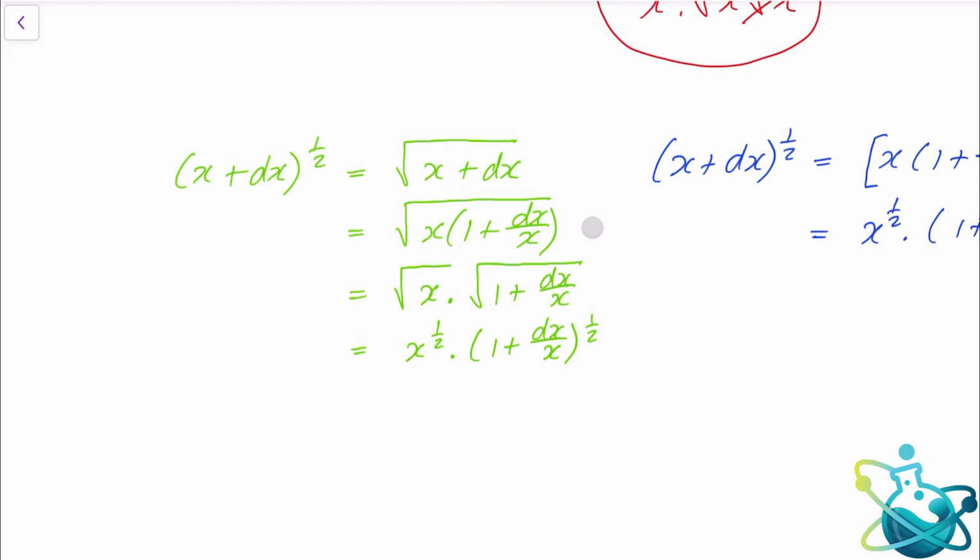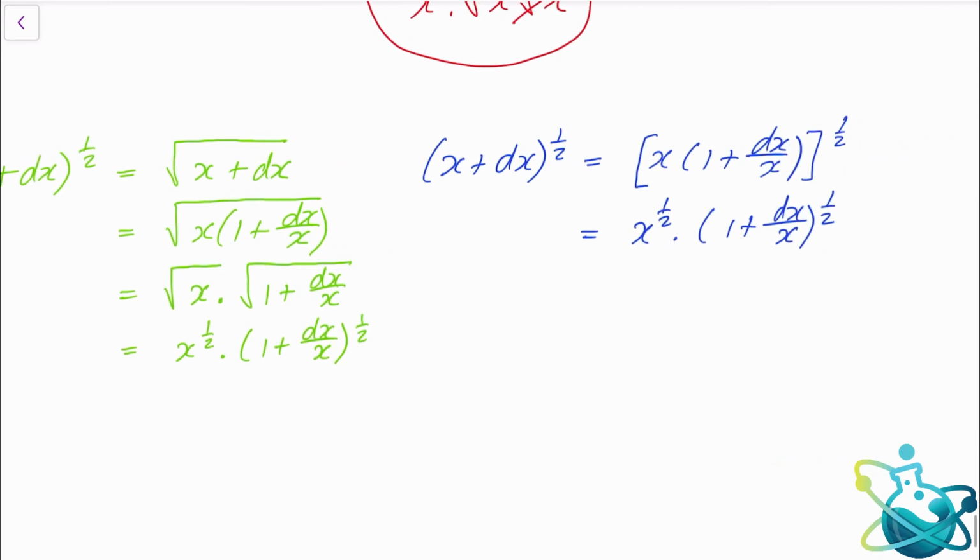Okay, like that. You take out the common factor x, and now you can break up the square root like this. Okay, and then this again you can write it as an exponent, the square root of x as x to the power half. It's the same as that, and then the 1 plus dx to the this one. You can write it like that, and this is what you want.